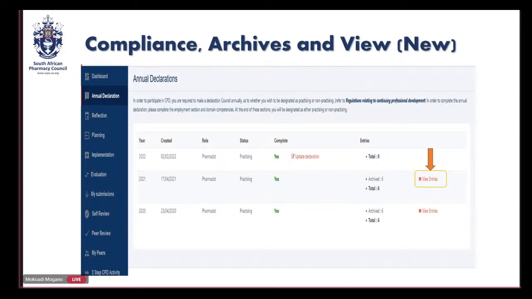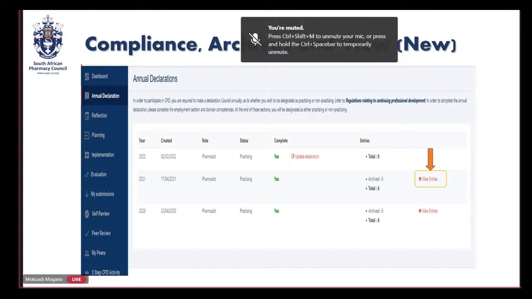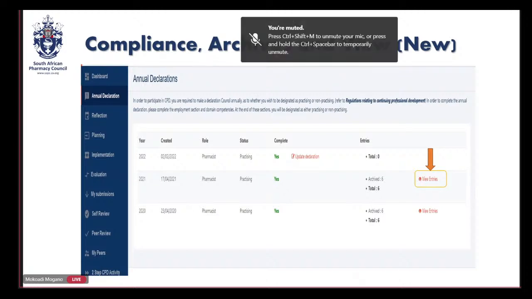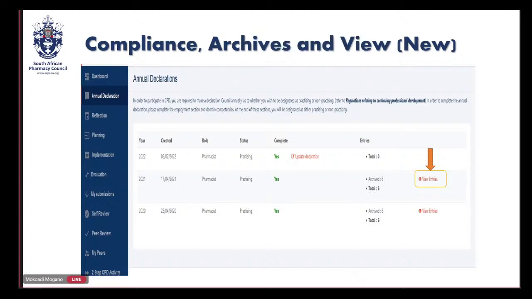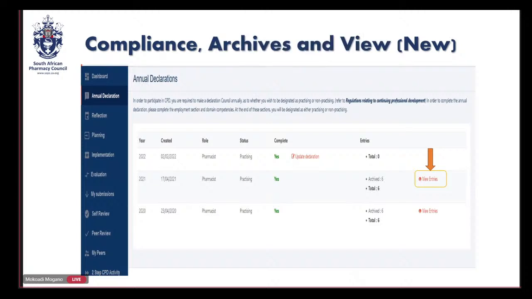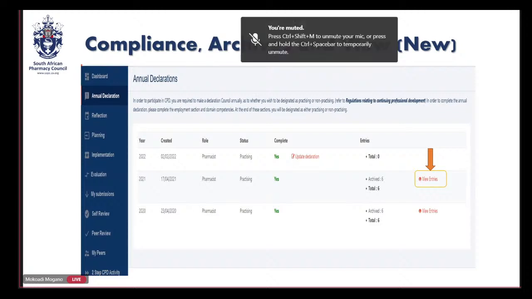All right, so this is the new system. All right, so we've added a tab there. You can see there on that arrow there, it says view entries. So you can see that this person has 6 CPD entries for 2020 that were archived. They are able to click on view entries to view their entries. I'll show you the next slide where it shows you the details that are contained after you click on that view entry. All right, so that is that.